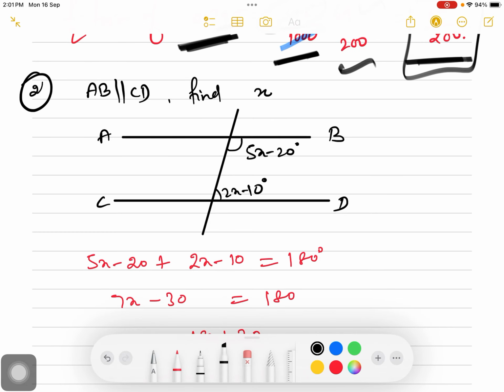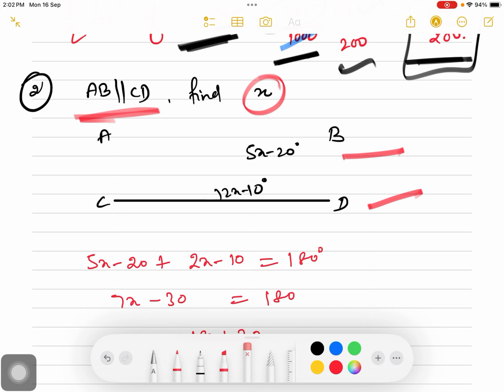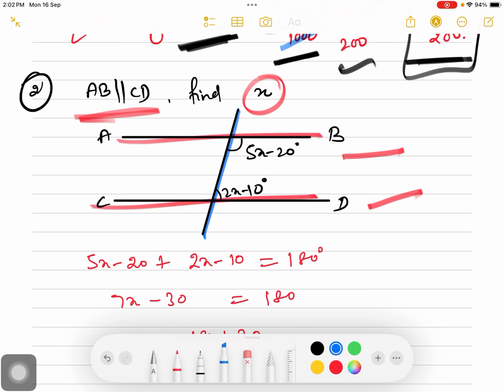The second question says AB is parallel to CD. They are saying these two lines are parallel. AB is parallel to CD, and we have to find the value of x. You can see these two lines are parallel, and this one is the transversal. Suppose this line L is a transversal and AB is parallel to CD.